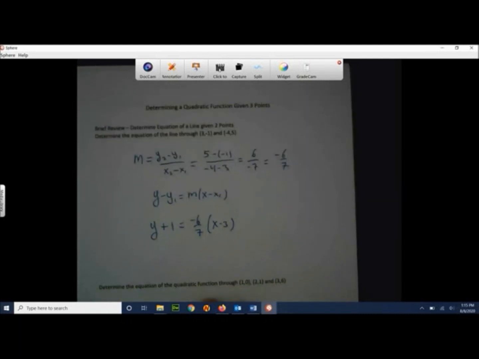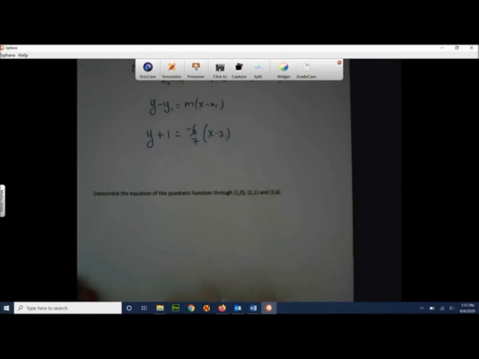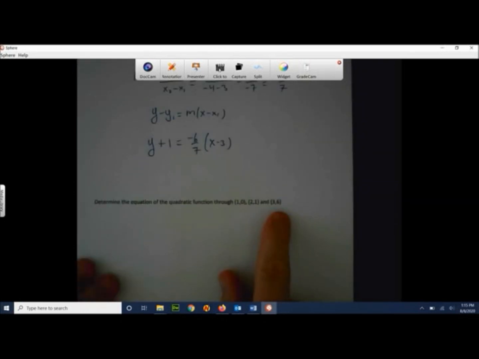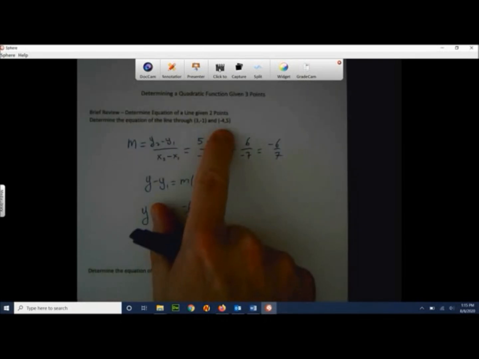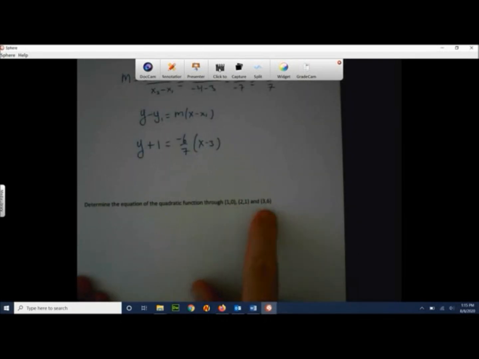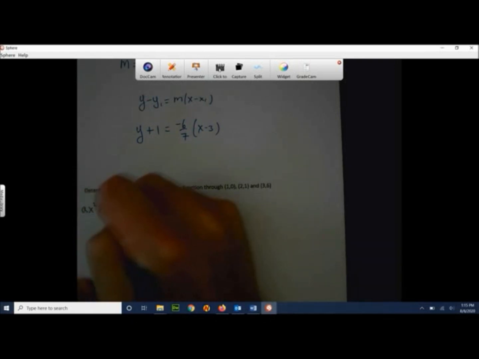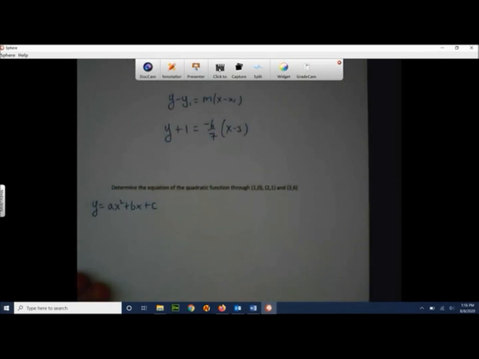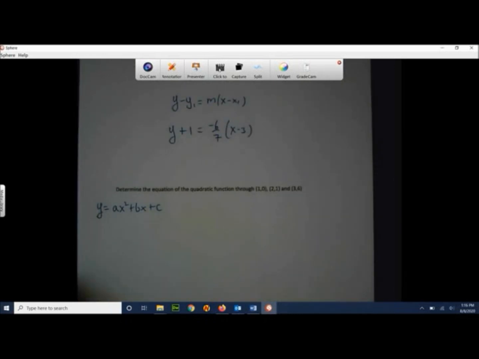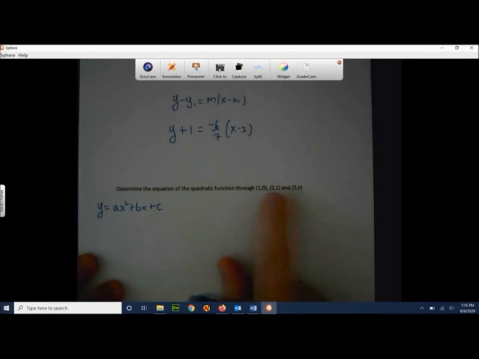Now, to find the equation of a parabola, you need 3 points. For a line, you only needed 2. For a parabola, you need 3. So what we're going to do is use the equation y equals ax squared plus bx plus c. That's the standard form of a quadratic function. And what we're going to do is plug these 3 points in.